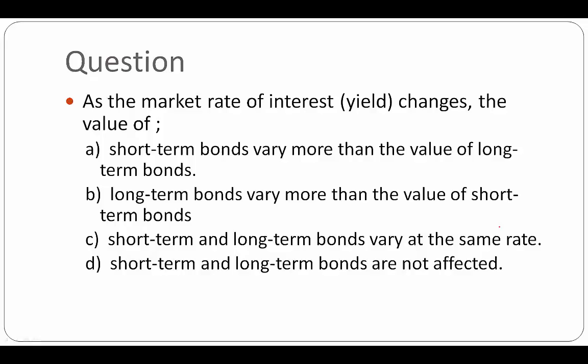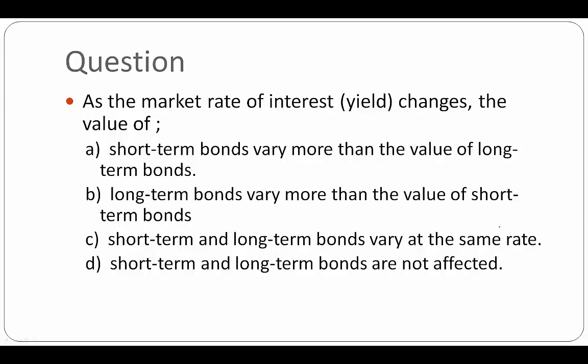proportionately, percentage-wise? The short-term bonds, the long-term bonds, they vary at the same rate, they're not affected. Look, it's clearly not D, because if the rate of return changes, you're going to want to offer a different price, right, to make sure you get a reasonable rate of return. Do they vary at the same rate? There's no reason they would. In fact, they might, but the mathematics is complicated. There's a lot of terms for the long one, few terms for the short one.